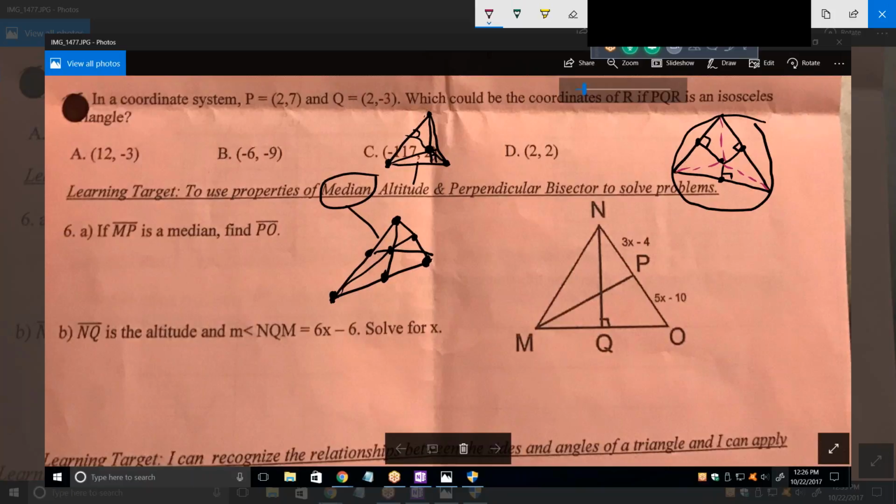Now this one doesn't talk about an angle bisector, but that has another property. We'll get back to that if they bring it up. But if we don't, we'll just talk about these three.